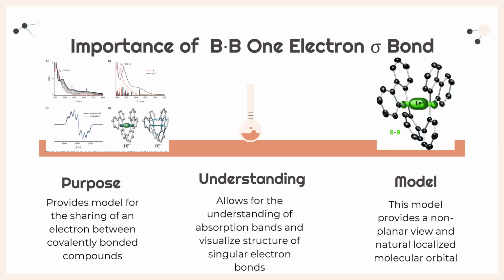The importance of this is it provides a different model for the sharing of an electron between covalently bound compounds, which allows us to understand absorption bands in the visible light spectrum. And this model on the right is a non-planar view, and it would be found in the natural localized molecular orbital, meaning that it would have a free shell, meaning that it wouldn't fall into the valence electron shell category.